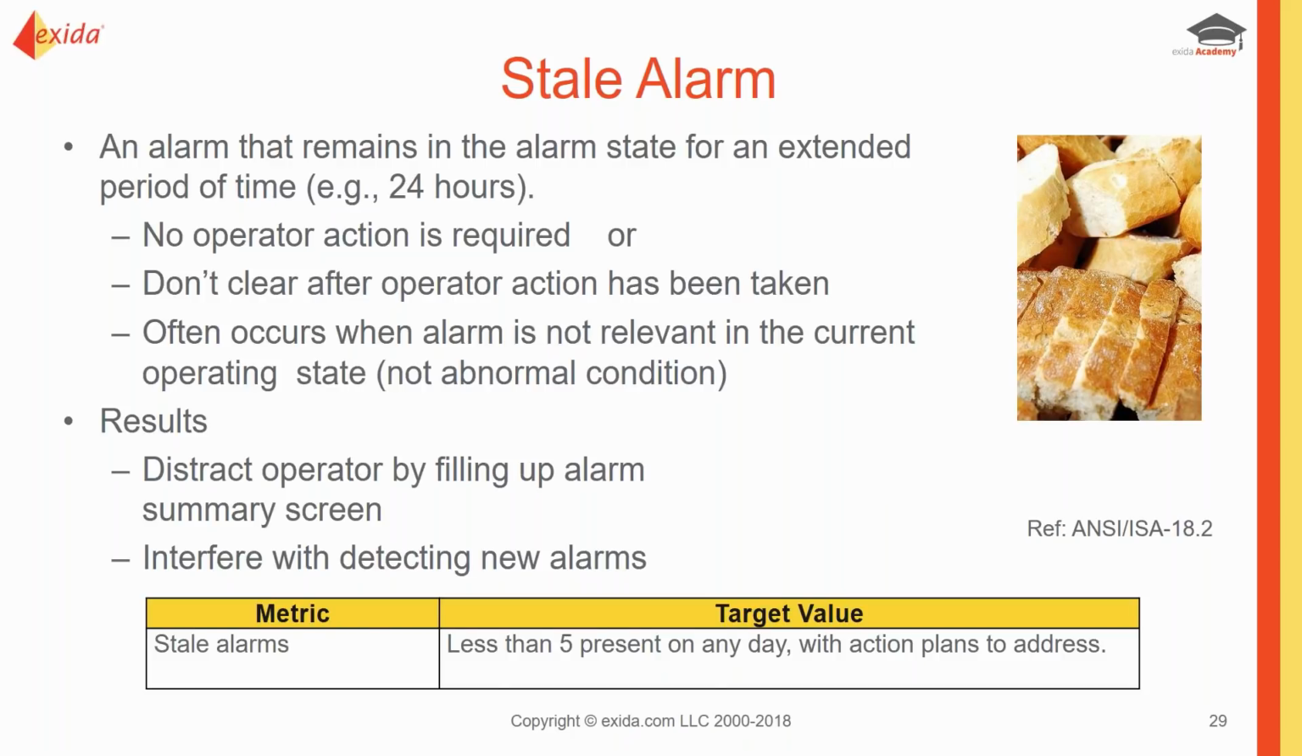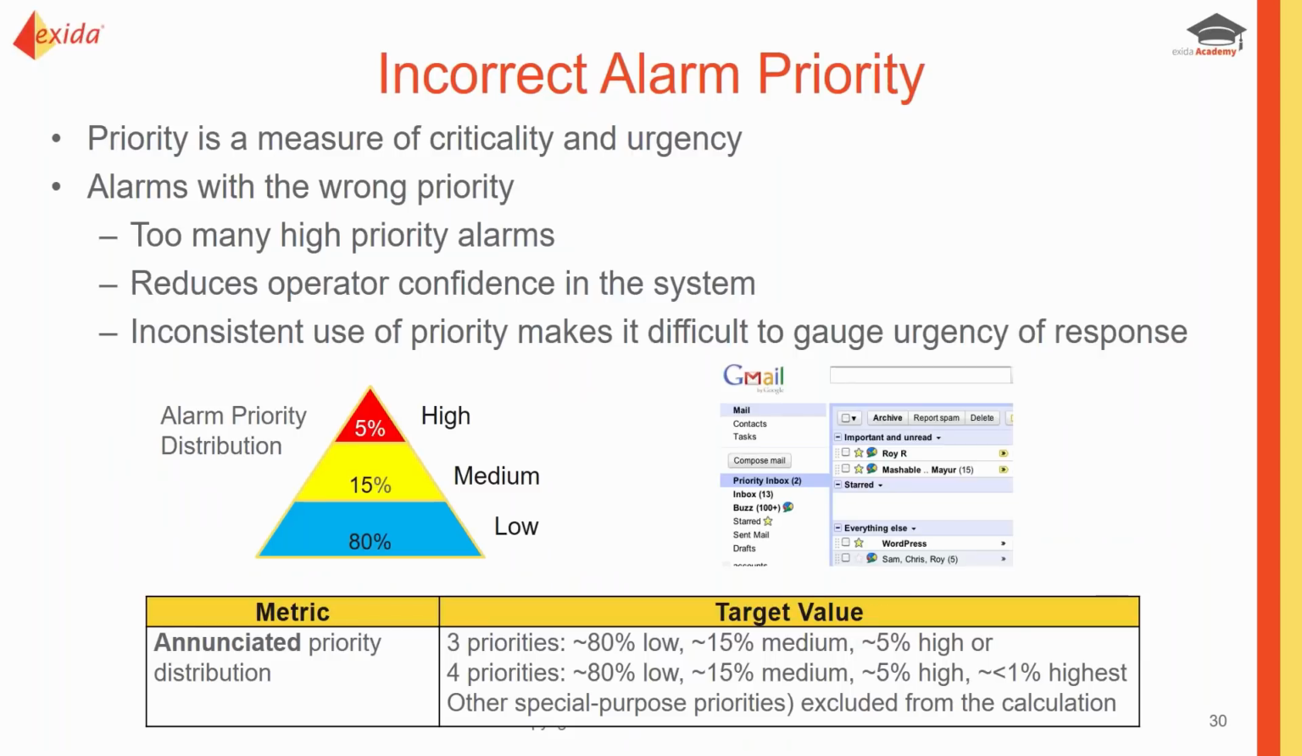The last category for evaluation is the alarm priority, and we'll look at the enunciated alarm priority. This is the distribution of alarm priority that the operator actually sees. And it's recommended that you would have just 3 or 4 different alarm priorities to make it easily understandable for the operator. But the idea is you should only have a small fraction of all your alarms at your highest priority. What's recommended is if you have a 3 priority system, about 5% would be high, 15% would be medium, and 80% would be low.